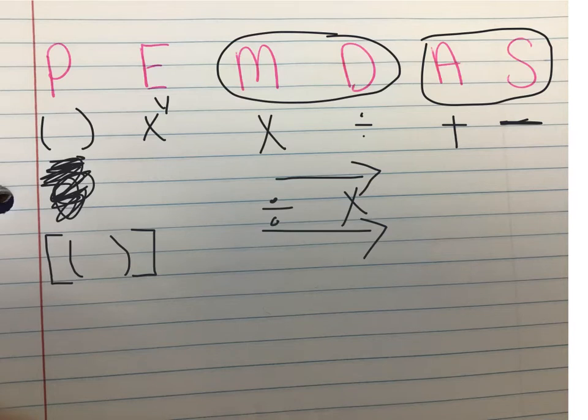And the same thing with addition and subtraction. We have to do this left to right. So if we're looking at some sort of statement and there is a subtraction before an addition, we would still do that subtraction first, even though the A and the S come in that order.